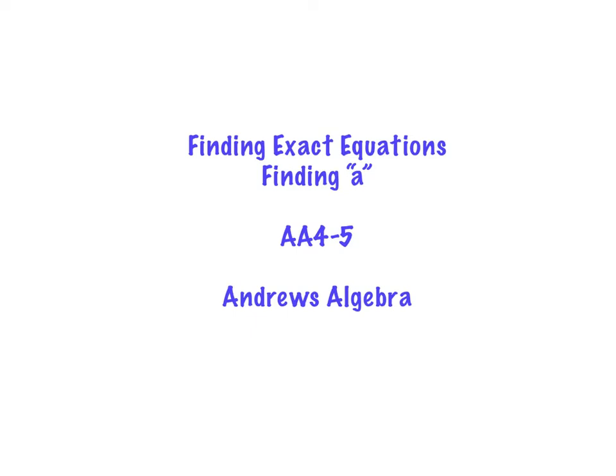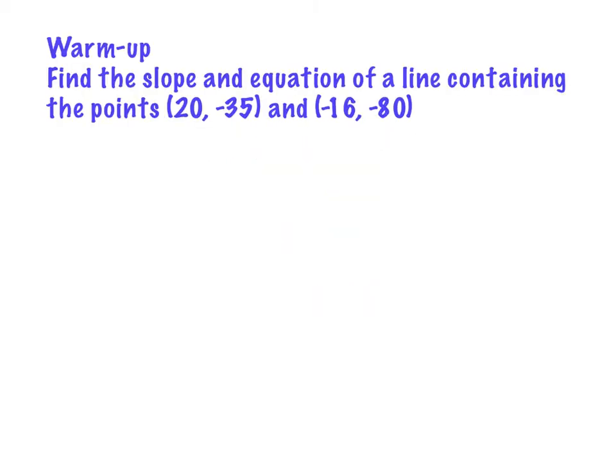Good morning. Today we're going to quickly go through finding exact equations, which specifically means that we're going to be finding the A value in a general form equation. So we're going to start with the warm-up that I did in class, simply because this kind of gets into the idea of what we already know. On this particular one, find the slope and equation of a line containing these 2 points.